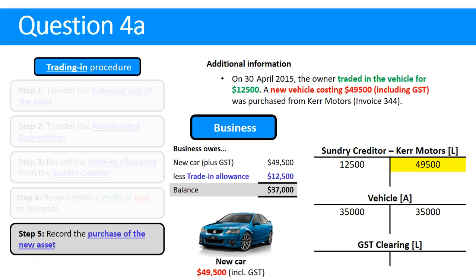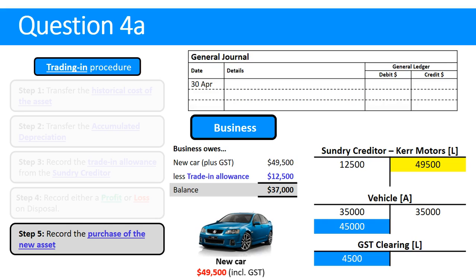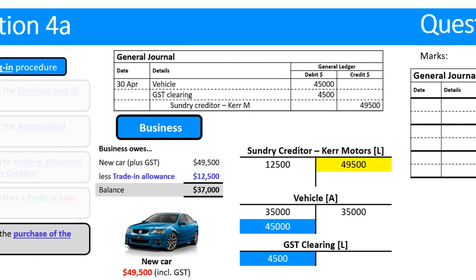Now we have a new vehicle. We got rid of the old one for $35,000, so that vehicle ledger would balance to zero. We're going to put in another $45,000 because that would have the tax taken out of it, and therefore we'll have GST of $4,500 as well. So we've got two debits matching one credit. So in our general journal, we'll do debit vehicle, debit GST clearing, and credit to Sundry creditor Kerr Motors. Again, Sundry creditor is not creditors control, and we don't touch the subsidiary ledger at all.